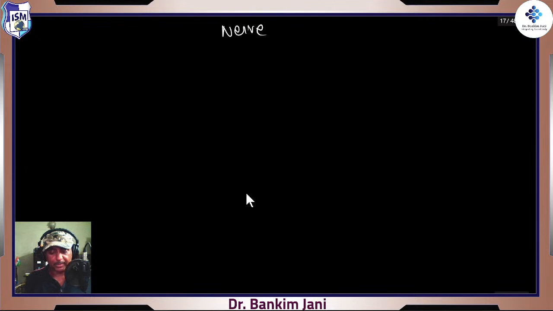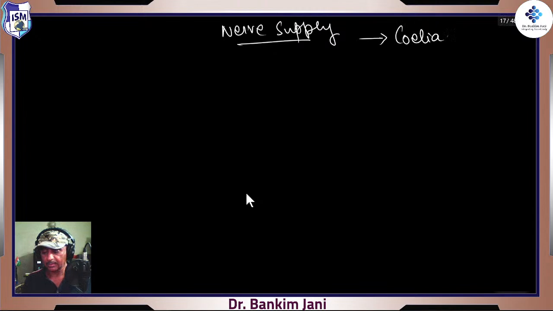For the nerve supply, just one word. The nearest is celiac plexus. Right. And I told you that we'll be learning all the plexuses in one session. So this is like celiac plexus. You'll be getting it.